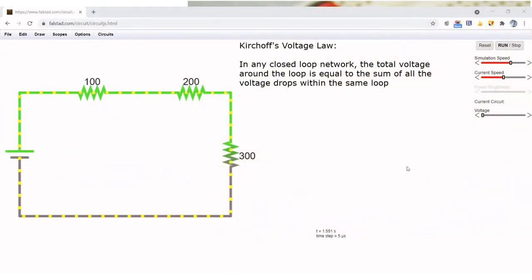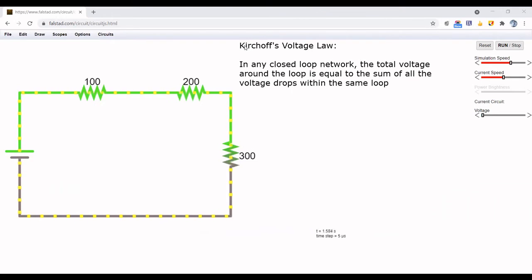Hello everyone. In this video, I am going to explain Kirchhoff's voltage law. According to the statement of Kirchhoff's voltage law, in any closed loop network, as you can see here, this circuit is a closed loop network. So this is a closed loop where a current is flowing.